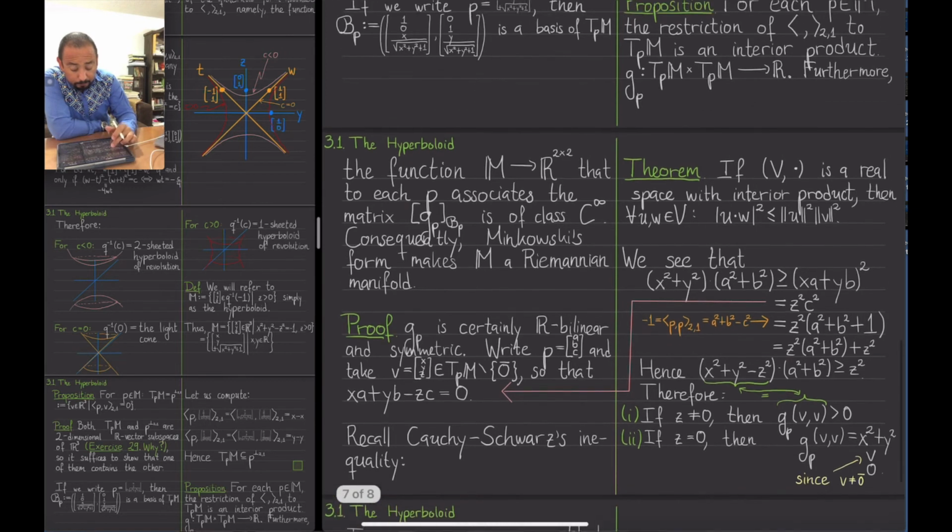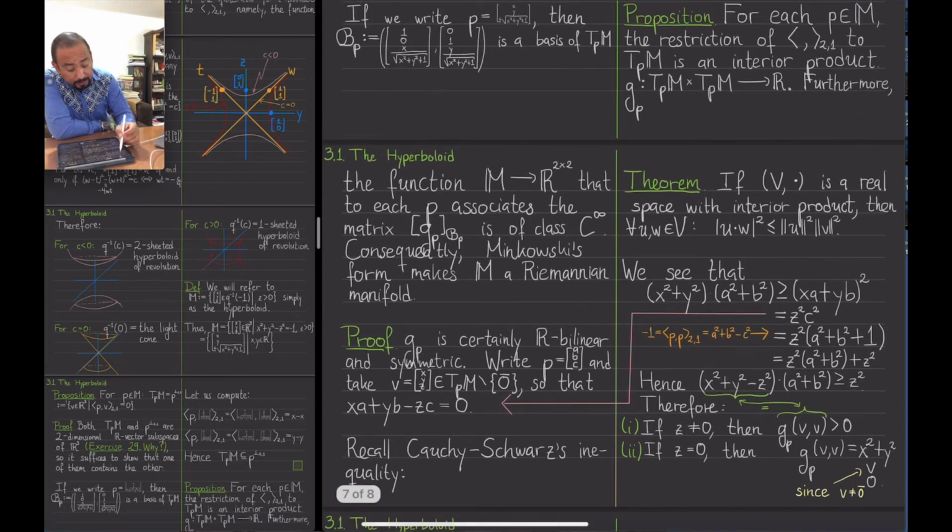So let's prove first that Minkowski's form restricts to an inner product in each tangent plane. As we already saw, this one is R-bilinear and symmetric, so each GP is of course R-bilinear and symmetric, since those are properties that are inherited on restriction.